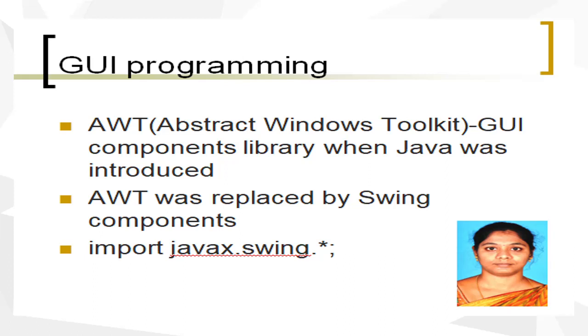So the AWT package is divided into component classes and container classes. Containers are used to hold the components, and container class examples are frame and panel. Whereas for layout, the various types of layouts that are used in Java are flow layout, border layout and grid layout. In custom graphic classes, we have colors, fonts and graphics for use in GUI based applications.